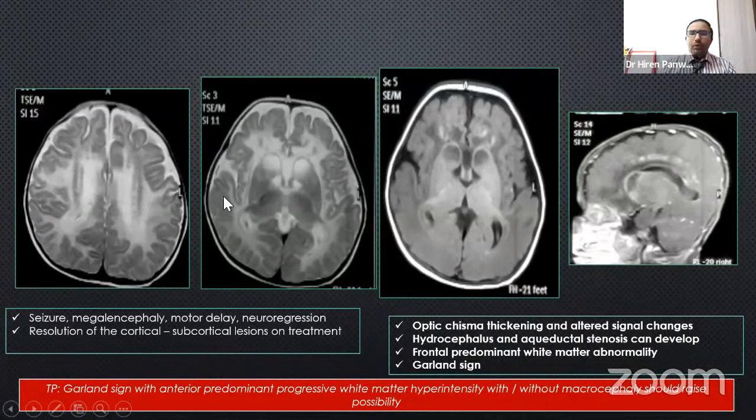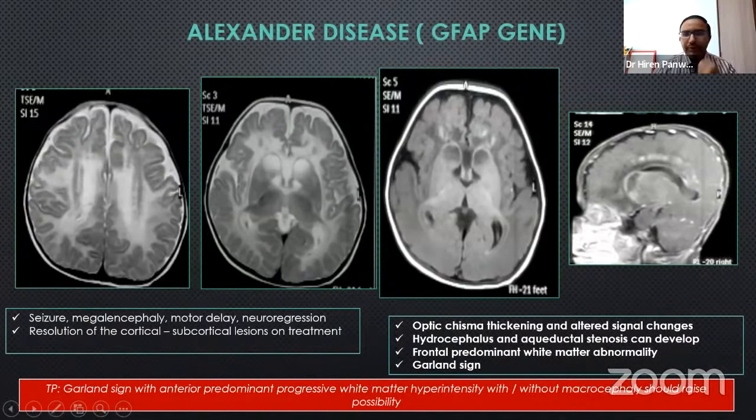So when you see this kind of conglomeration of findings in an infant with this kind of history, you can raise a possibility of Alexander disease. The teaching point here is that Garland sign and Alexander's disease can also have optic chiasma thickening. Optic chiasma thickening can be seen in other disorders, which will be seen later.